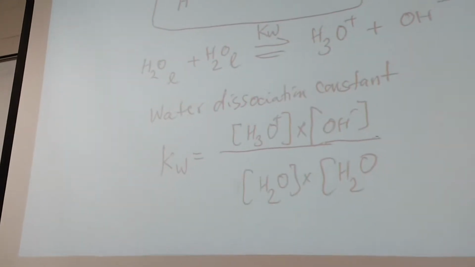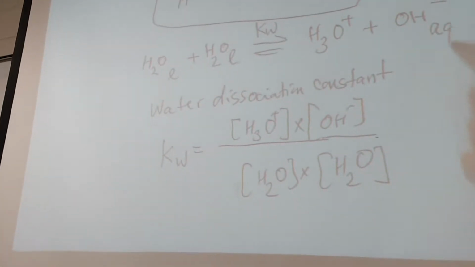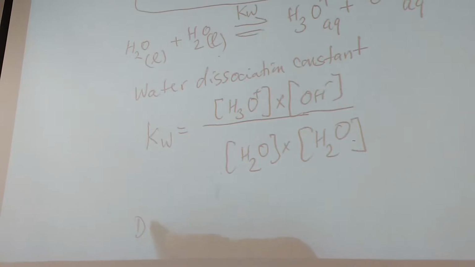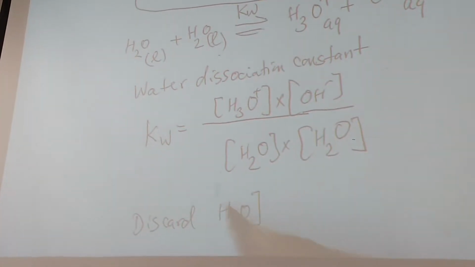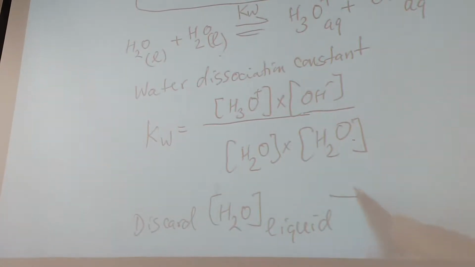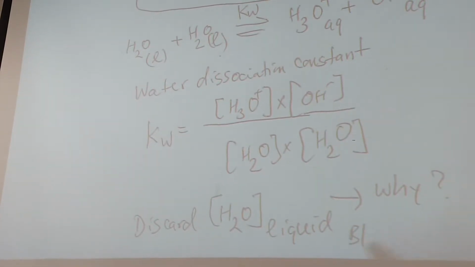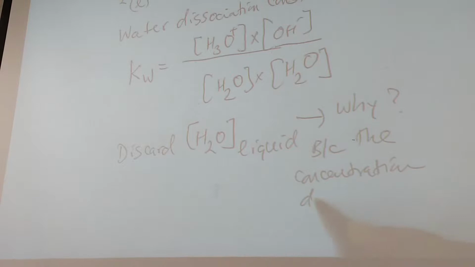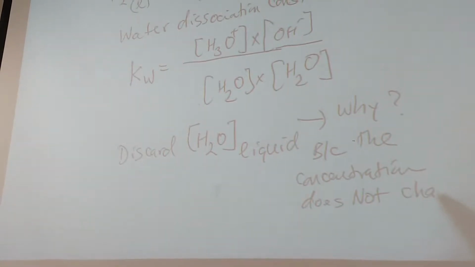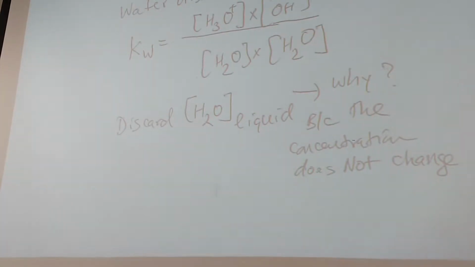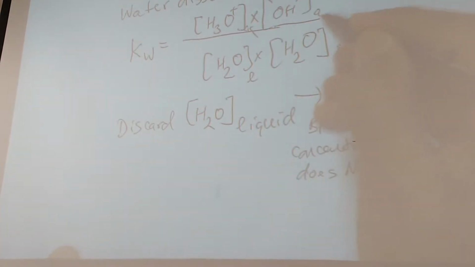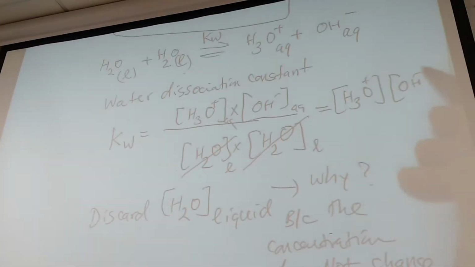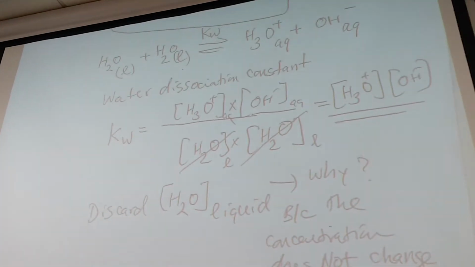Okay, here it is. Now, make sure that this is aqueous, and here liquid, and here liquid, correct? Always in Kw, discard H2O liquid, correct? Why? Because it does not change. The concentration of H2O does not change, correct, guys? So now, that's liquid, and this is aqueous. So Kw is made of H3O plus and OH minus. That's all it is. This is your Kw, the dissociation constant of H2O.